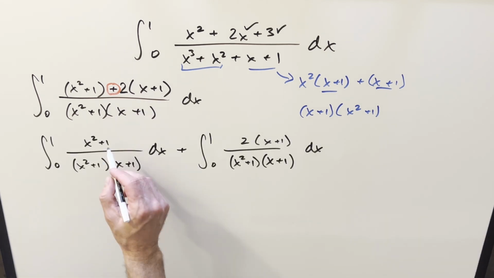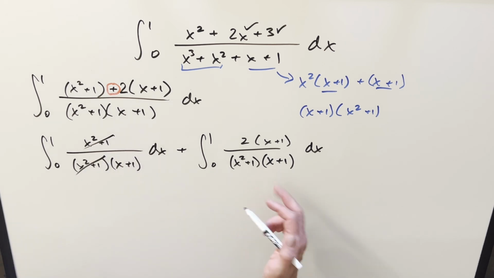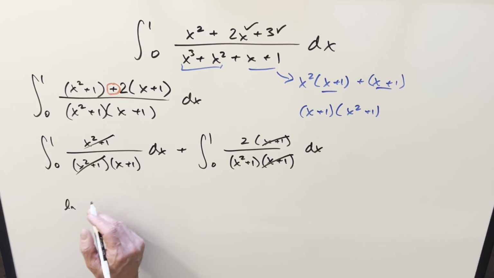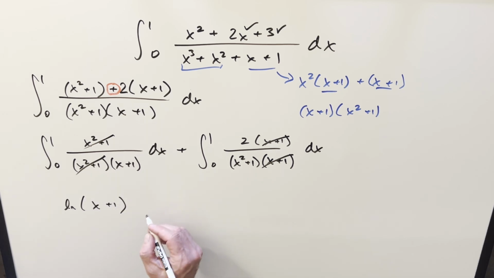And now from here we can cancel x squared plus 1 on this one over here. And then over here we can cancel out x plus 1s. But now we basically just have two easy integrals. The first one is just going to be natural log absolute value, but because our bounds are always positive, I can drop the absolute value on this. And then let's put them together so we can evaluate it all at once.